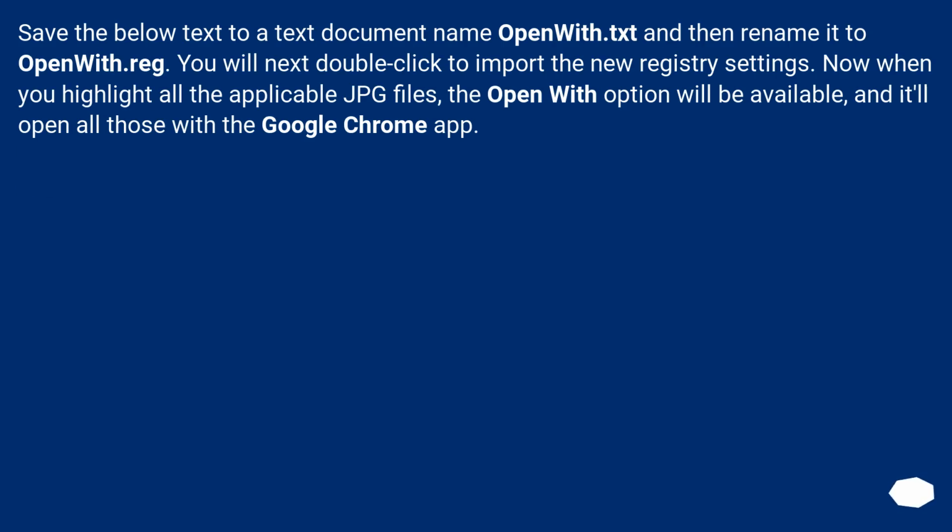Save the below text to a text document named openwith.txt and then rename it to openwith.reg. You will next double-click to import the new registry settings. Now when you highlight all the applicable JPG files, the Open With option will be available, and it'll open all those with the Google Chrome app.